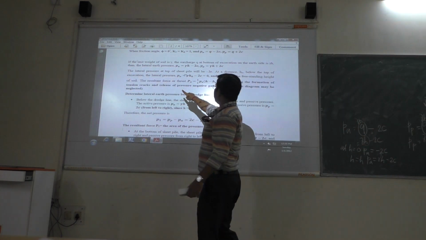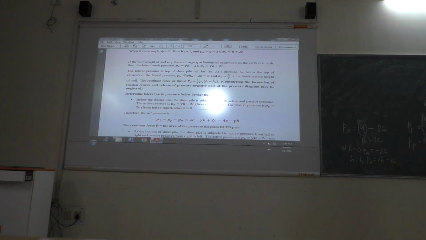Now the resultant force or thrust. What is the resultant force or thrust for the lateral earth pressure? If this is the active earth pressure diagram, what is the resultant thrust? Earth pressure is acting either from left to right or from right to left. These values are pressure, gamma h minus 2c. Total force means total pressure acting throughout the height or depth of the wall. So the area of this earth pressure diagram is the total thrust acting on the sheet pile wall.